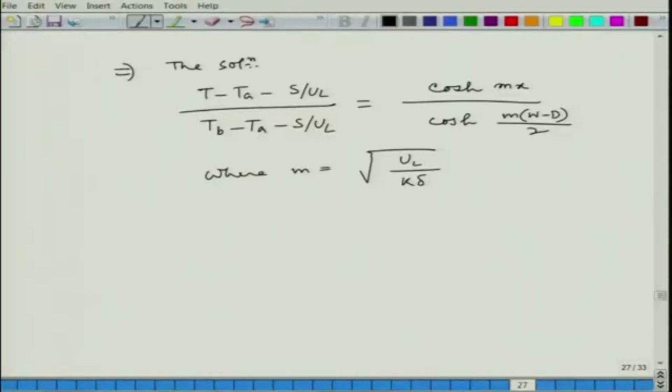So, let us stop here for this class and we will continue working with this equation and its ramification in terms of the temperature distribution on a flat plate solar collector.